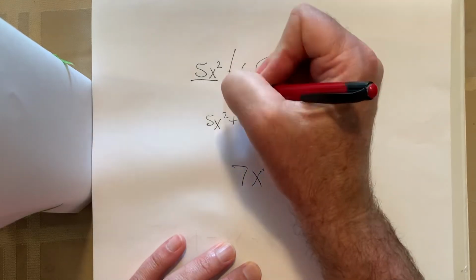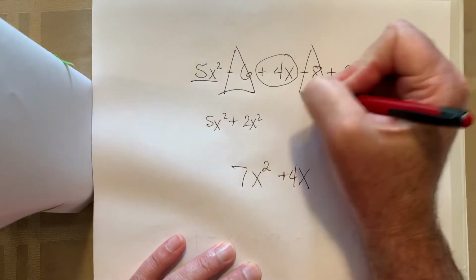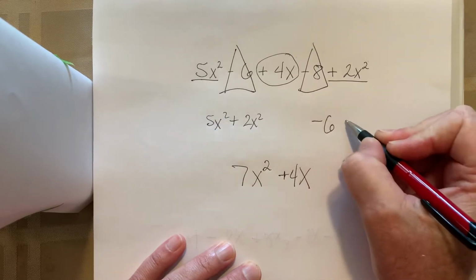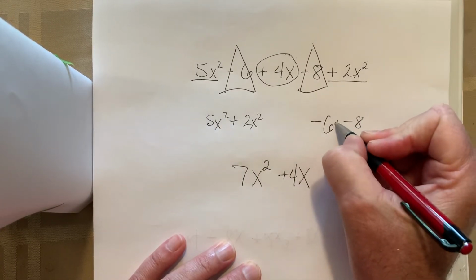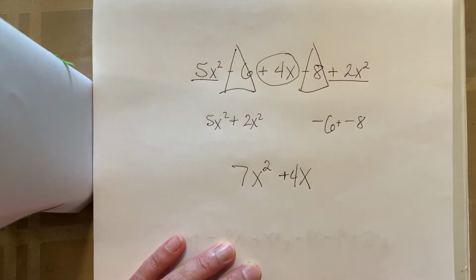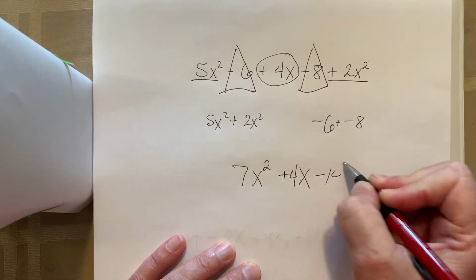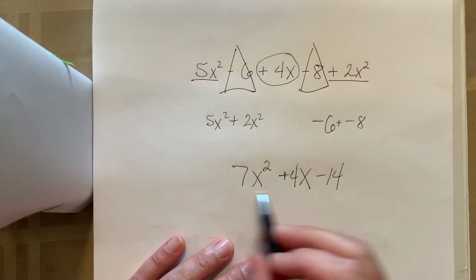And then finally we have these numbers. Maybe I'll put triangles around them to add them together. So you have -6 minus 8, or maybe you want -6 plus a -8. Either way, that's the same thing. And when you add those together, you're going to get -14. Now please notice the order I put these in.